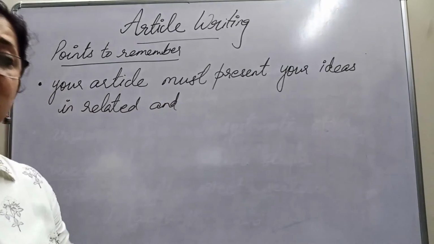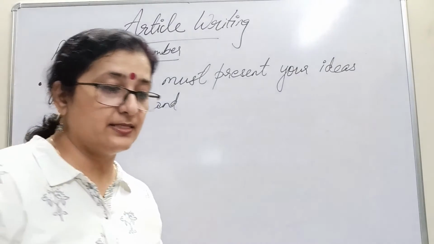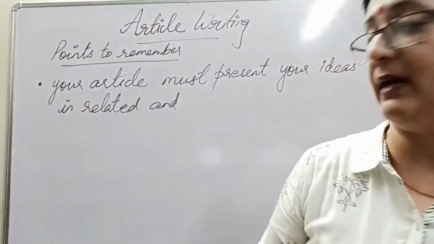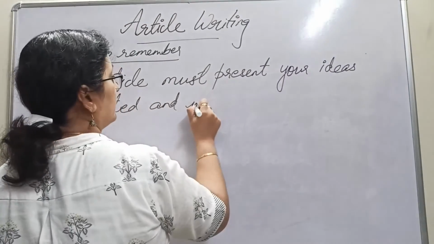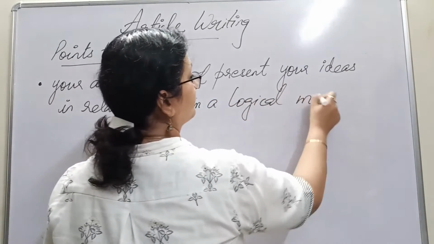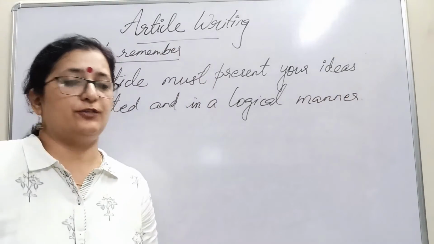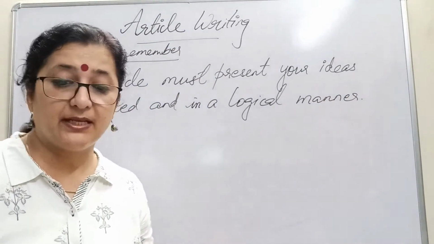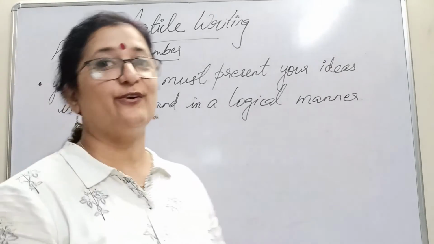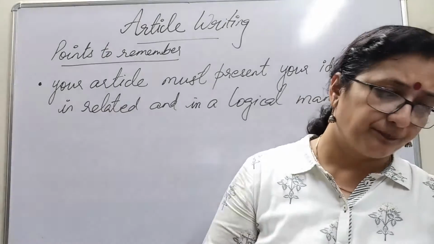These are the different things which are required when we are actually writing an article. This is important: related and logical manner. Now, why do you think it is required in a logical manner? Because if you're writing on something and that doesn't make sense, then what is the point of writing it? So it has to be logically very, very correct.